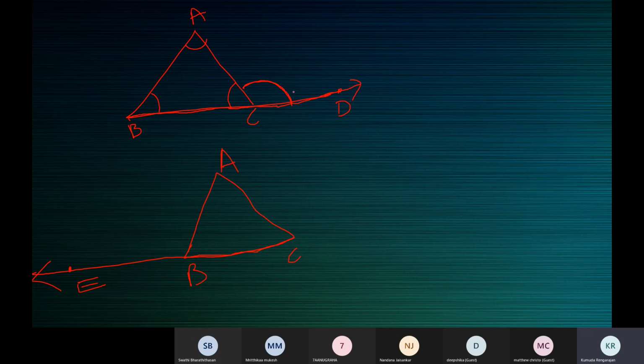We say this is producing BC to D. This is producing CB to E. The way we use the name of the side: when we say BC produced, it is in this direction. When we say CB produced, we don't say BC for this. Side CB is produced to a point E. So the exterior angle is formed here.